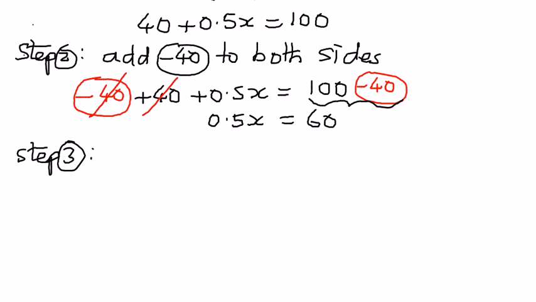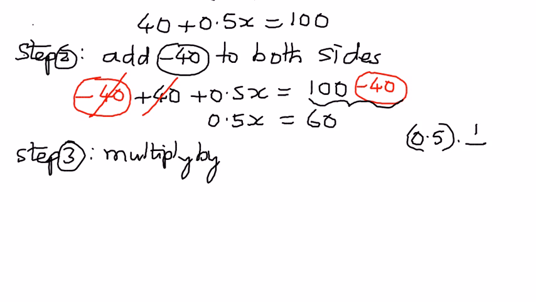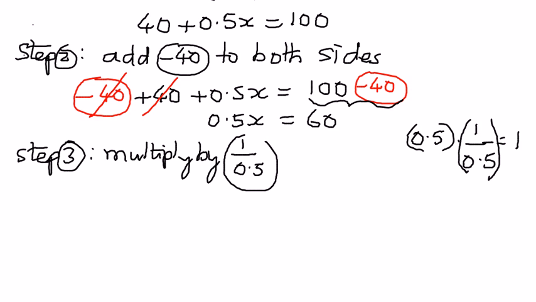We want to get rid of the 0.5, and therefore we're going to multiply by the reciprocal of 0.5. So what do we mean by that? The number we have is 0.5, and the reciprocal of 0.5 is going to be 1 over 0.5. When we have a number and that number is multiplied by the reciprocal of that same number, the product is always going to be equal to 1. Therefore, we're going to multiply by 1 over 0.5 on both sides of the equation.